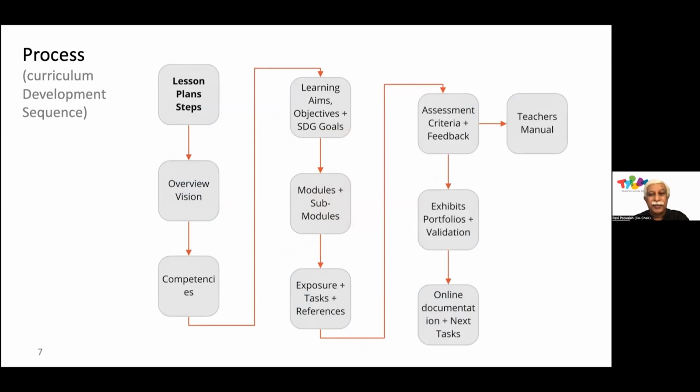We also laid out a sequence in which we would develop the content with the lesson plan steps, putting the vision first. Then what are the competencies the students will learn through this module, learning aims, objectives, also mapping it with the sustainability development goals. Okay, and that becomes modules and sub-modules, and we develop the exposure, content, tasks, and the references, and also build the assessment criteria with the feedback. At the same time, do the teacher's manual, and the whole work can result in exhibition portfolios, and it becomes a place for validation. And the nice part is that some of it can become documented online, which becomes very, very useful for the next task.